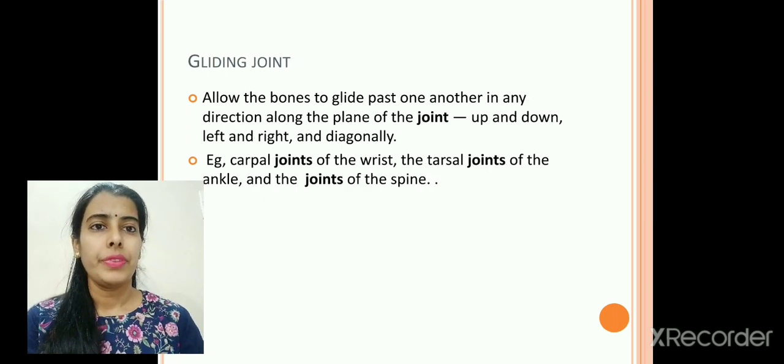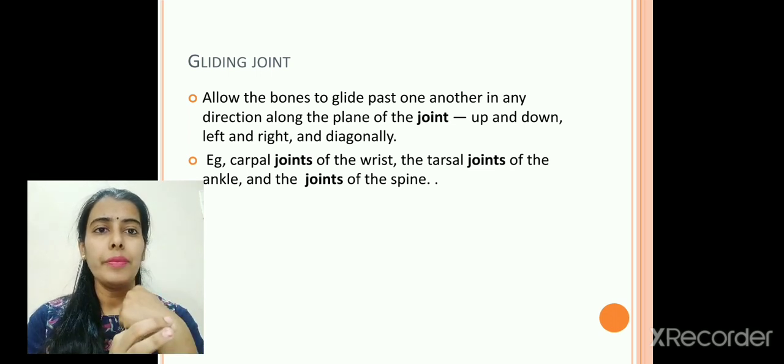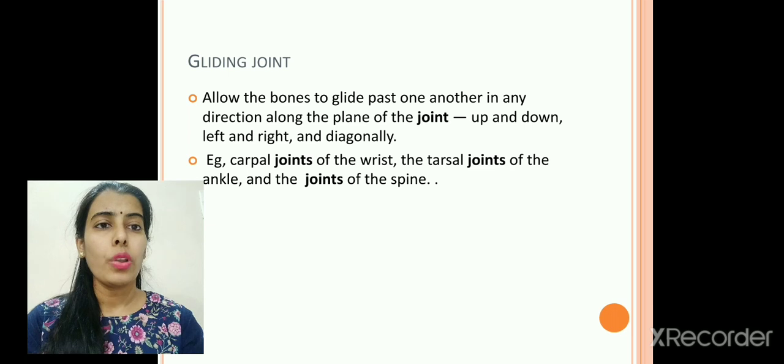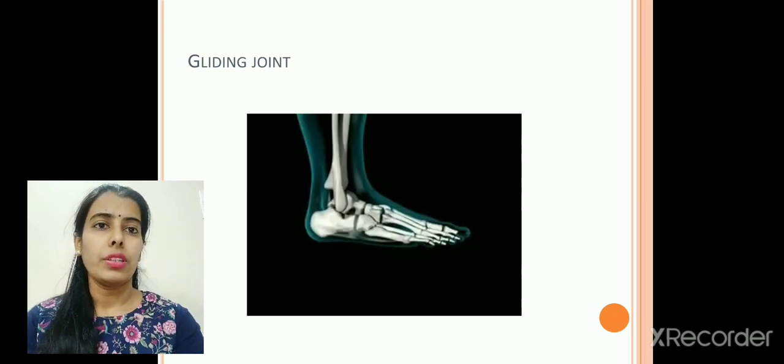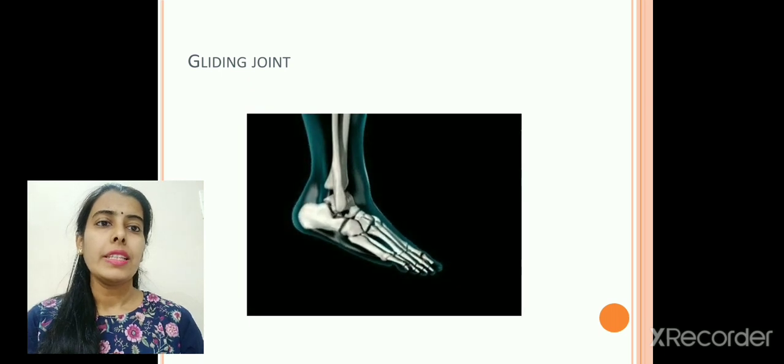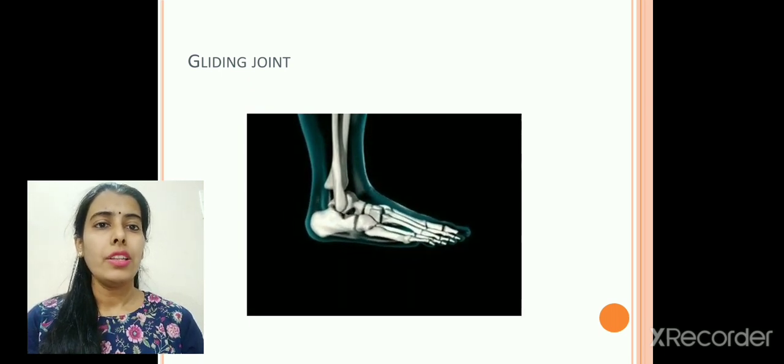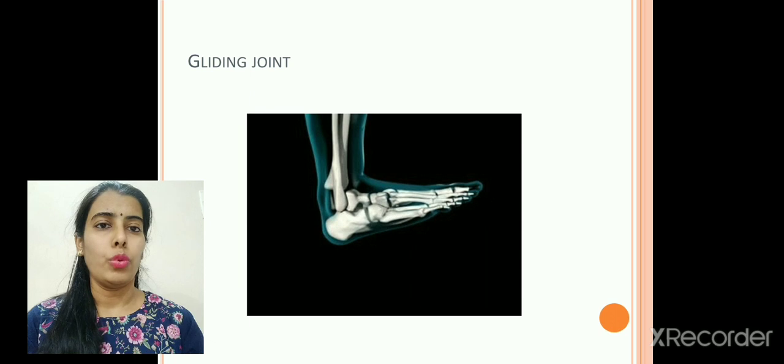Gliding joint. In gliding joints, the bones glide past one another along the plane of the joint. These are present in the carpal joints of the wrist, at the ankle, and in the joints of the spine also. They are gliding joints. This picture is showing you the gliding joint at the ankle bone.